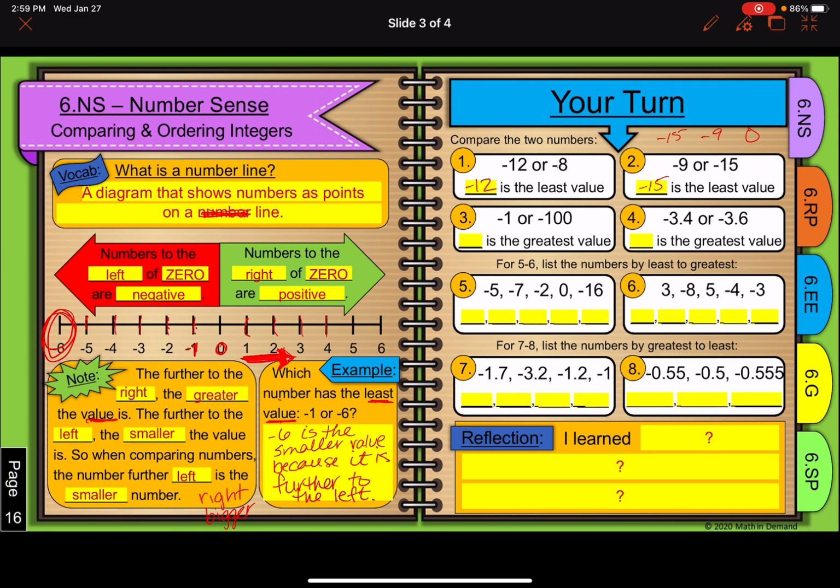Which one is the greater value, -1 or -100? Well, -1 is right after the 0, meaning it's going to be way further to the right on the number line than -100. So -1 is my greater value.